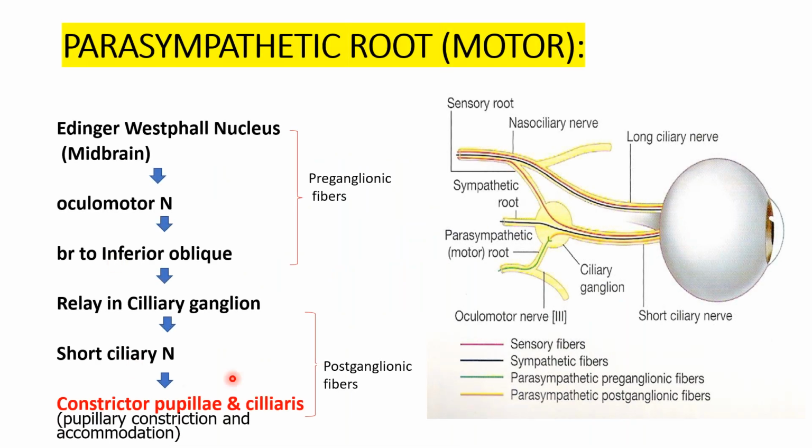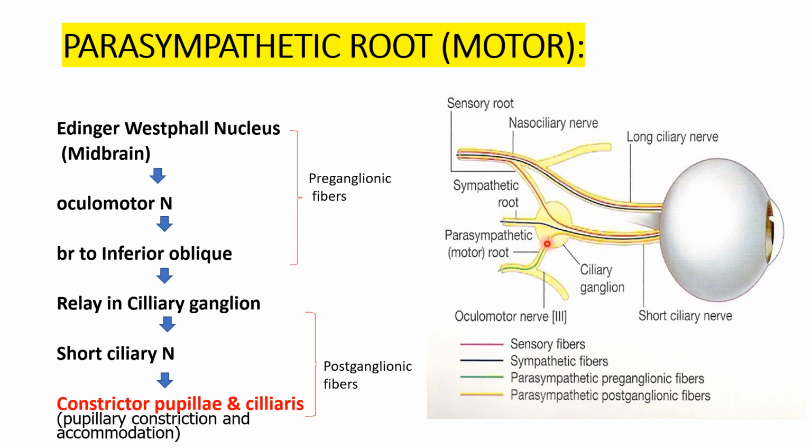Now, this flow chart is very important because we usually ask you about the connections of the ciliary ganglion, and if it comes as a question, you have to write it. So the parasympathetic motor to the ciliary muscle and constrictor pupillae muscle, how is it going to act? In the previous slide, I showed you how it will start from the Edinger-Westphal nucleus in the midbrain. From there it goes to the oculomotor nerve.